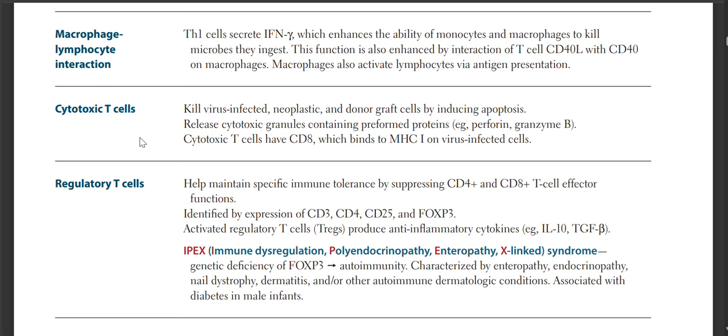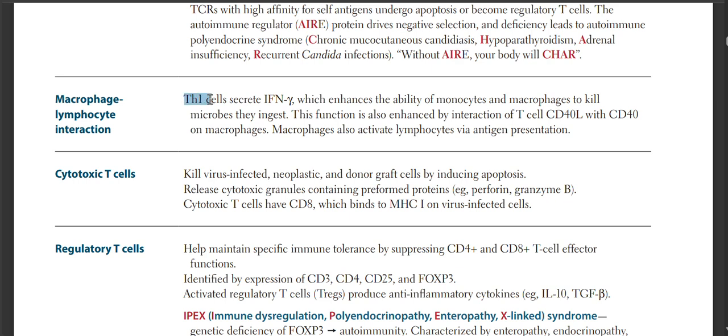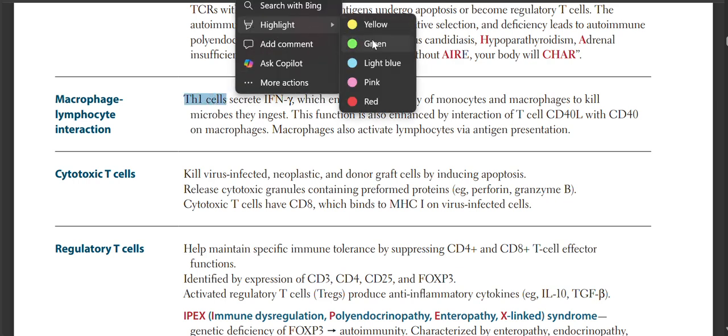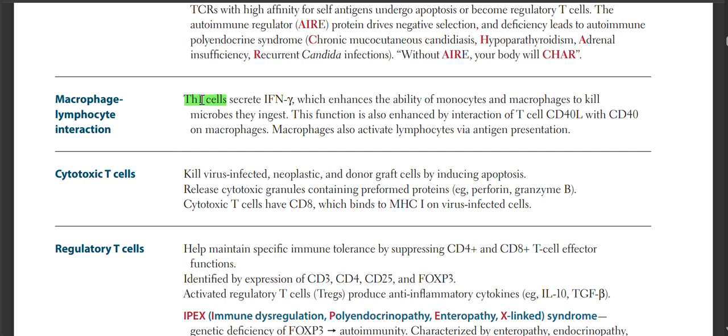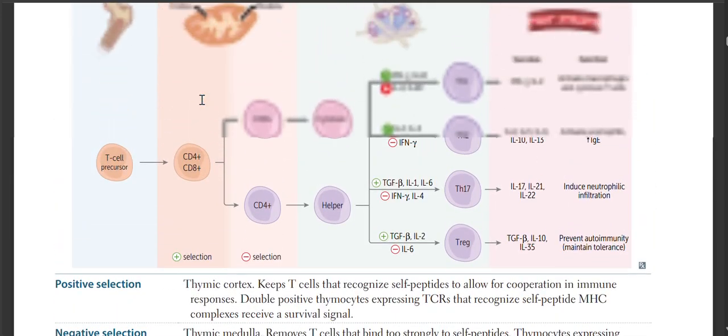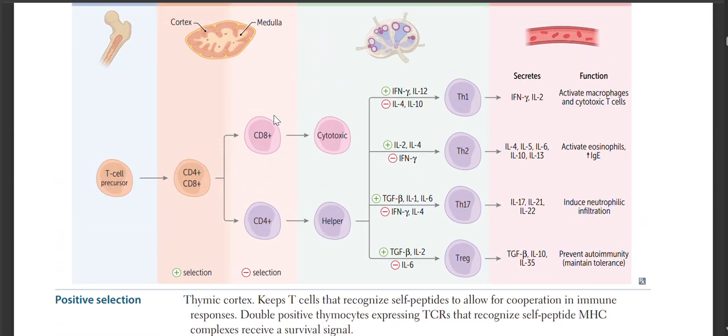Okay. So the first interaction that I want to tell you guys about is the interaction between macrophages and lymphocytes. Now, Th1 cells. Actually, before I talk about Th1 cells, do you guys know what Th1 cells are? Helper T cells, right? So they're a part of helper T cells, and they're a very specific type of helper T cells, which help in the activation of macrophages and then also the cytotoxic T cells.